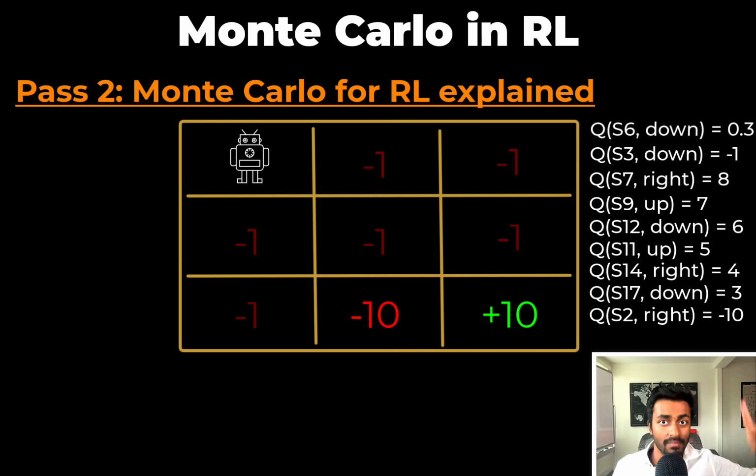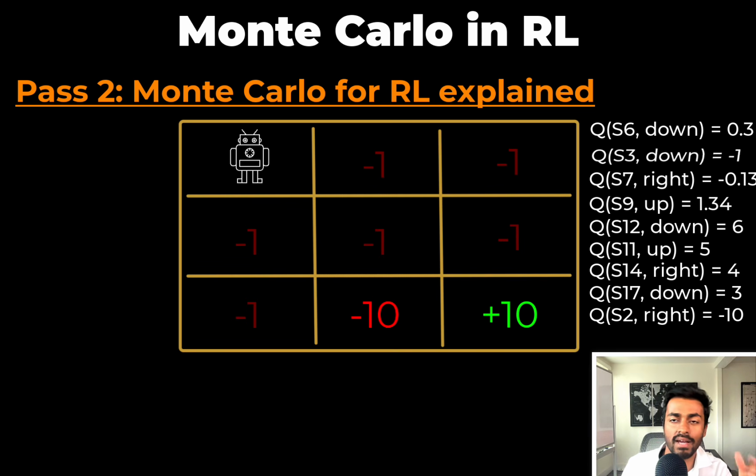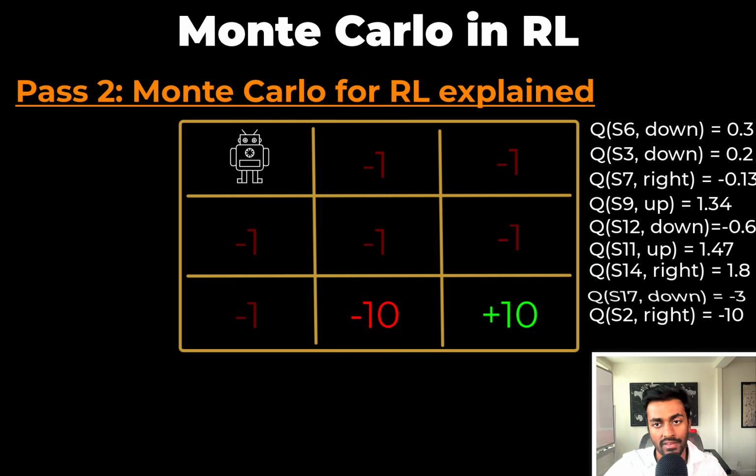And we can keep repeating these simulations over and over again and estimate the Q values by taking their averages over time. And as we perform more simulations, you'll notice that the Q values over time are going to converge to a specific value, and this is due to the law of large numbers.